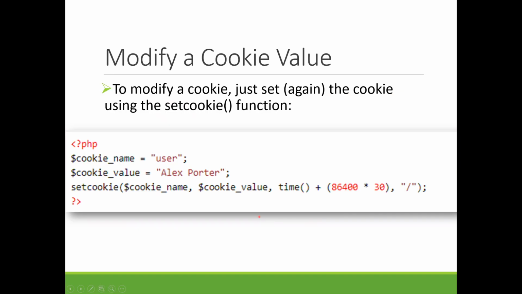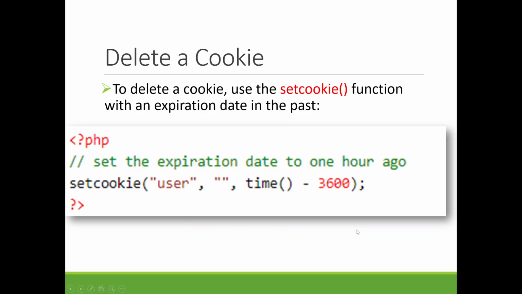Okay, how do we modify a cookie? Just like with sessions, you just give it a new value. It had the value John Doe earlier, so now we just change the variable to Alex Potter. Then we use the setcookie function and give it the new value. So that's how you change the value of a cookie.